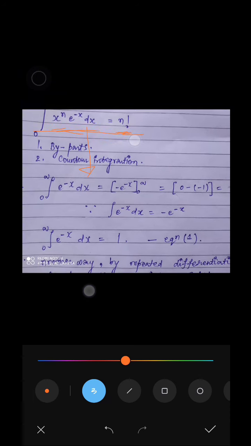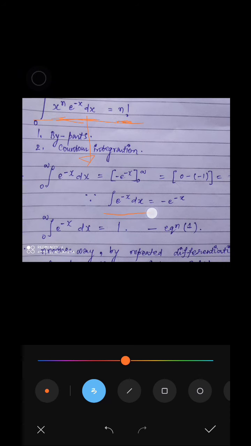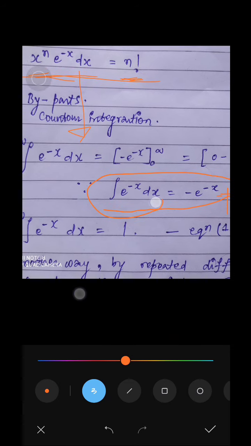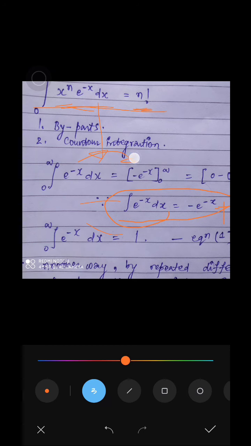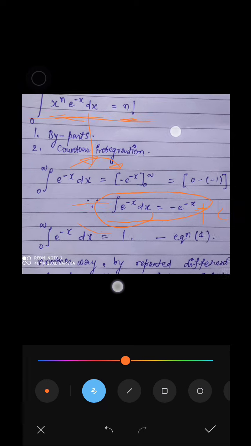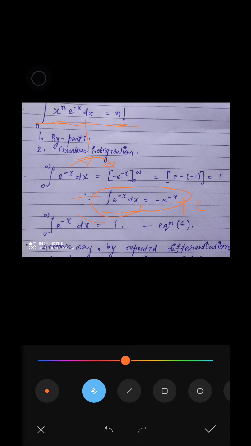As we know that integral of e raised to the power minus x is equal to minus of e raised to the power minus x, and of course there is a constant too. So I can write it over here, by putting up the limits, minus of e raised to the power minus x, limits from 0 to infinity. Putting the values in the first function, we get the integration as 1, and we can verify it as follows.